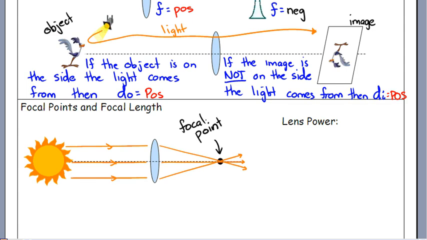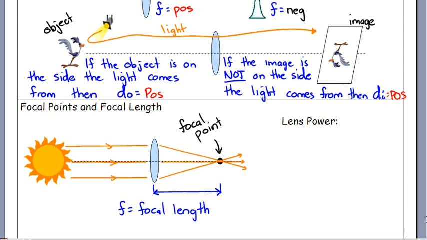Now you can spin the lens around backwards and you get the same focal point with this kind of lens that's here. So in some sense, they kind of have a focal point on either side. But either way, if you take a ruler and measure how far it is from the glass lens over to that focal point, that's the focal length. Okay, that's what's going on right there.